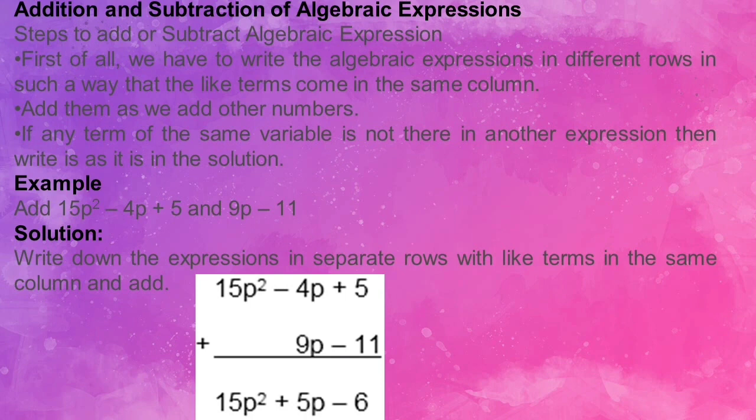So 15p square as it is we have to write, then minus 4p plus 9p is plus 5p, and then plus 5 minus 11 is equal to minus 6.